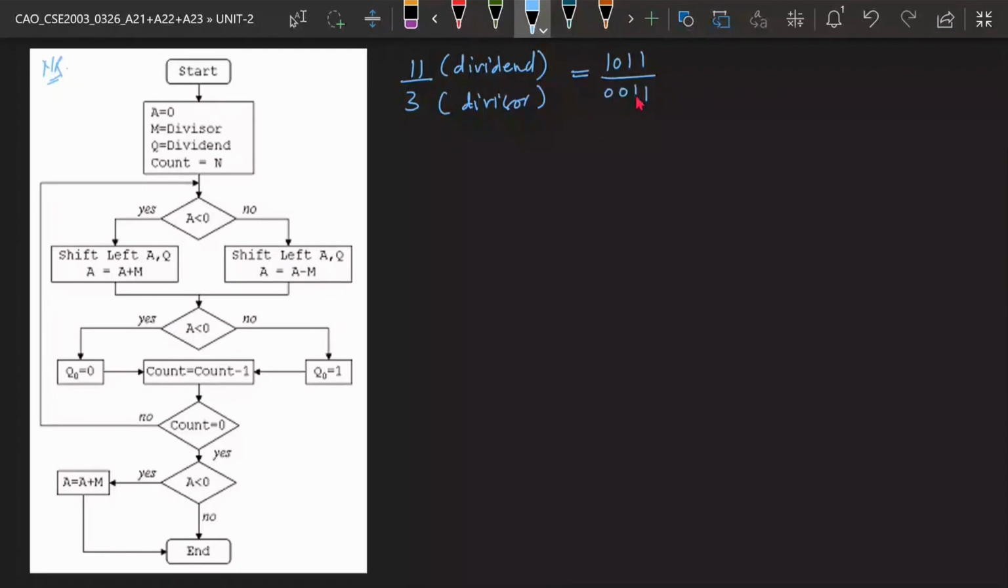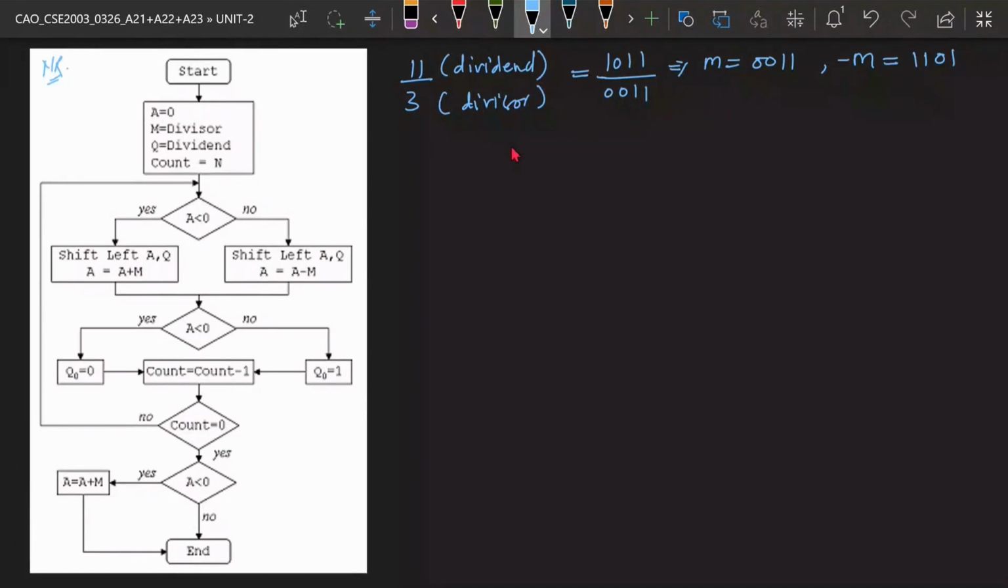And this divisor should be stored into M. So the M value will be equal to the divisor, that is 0011. Similarly, the minus M value will be its 2's complement, which is 1101. So this is M and this is minus M.